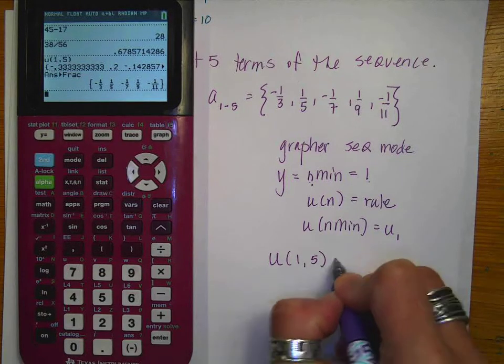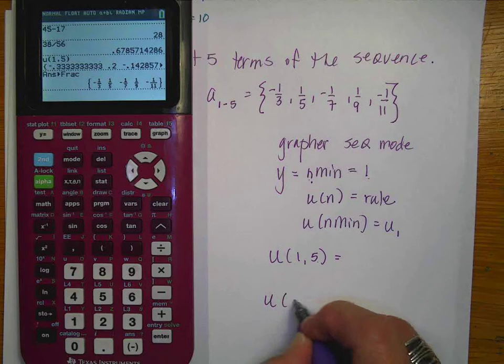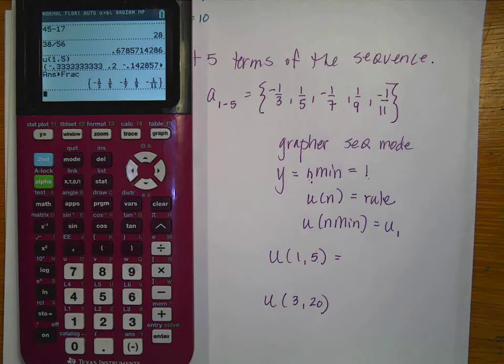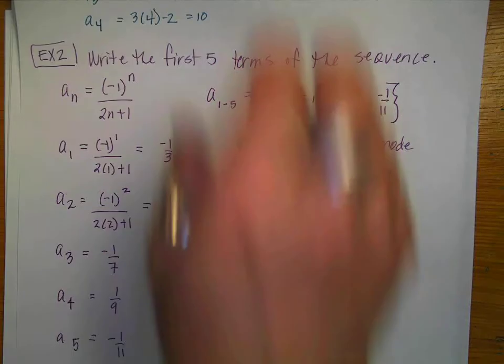And then I do U on my calculator 1, 5, and it will spit out the terms 1 to 5. If I had done 1 to 10, then it would have spit out the first 10 terms. I could do something like U 3, 20, and it would spit out the terms from 3 to 20. So it's actually a really cool tool. My preference for sequences is that you would math frac it if possible, because oftentimes if we have to write a rule from the numbers, it's easier if those numbers are in fraction form. Not always, but just a suggestion.